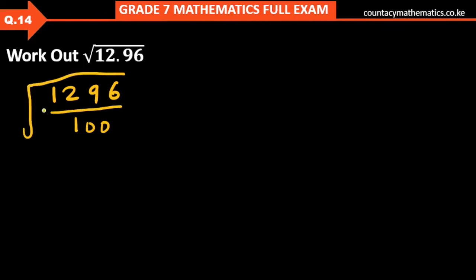12.96. It's what we have right here with us. So what you're really supposed to do is pick up the number the way it is, that is 12.96, and then we convert it to a fraction. If we convert this one into a fraction, it's going to be 1296 divided by 100, and then with that we can find the square root of that.